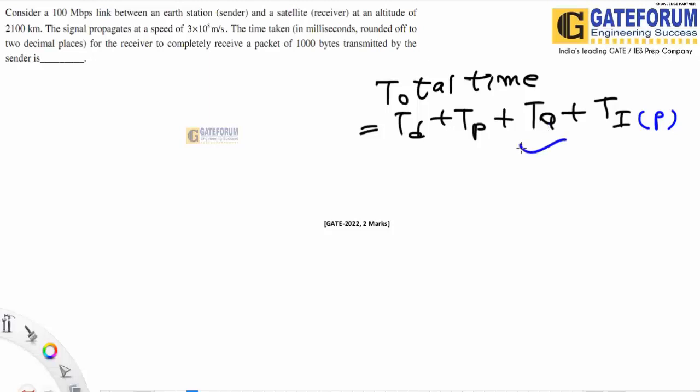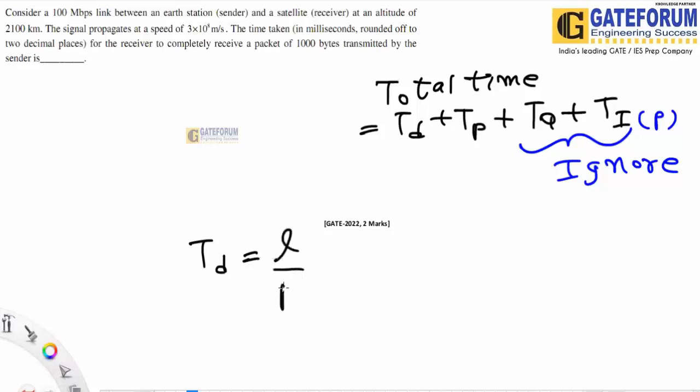Ideally, these two we tend to ignore because it is the general case. If they are not specified, we generally ignore them. It's a sum of the transmission delay and propagation delay. Now let's calculate the transmission delay. Transmission delay is nothing but the length of the packet upon bandwidth. So the length of the packet is 1000 bytes, so 1000 into 8 upon bandwidth, which is 100 Mbps.